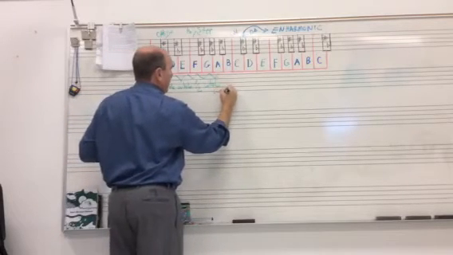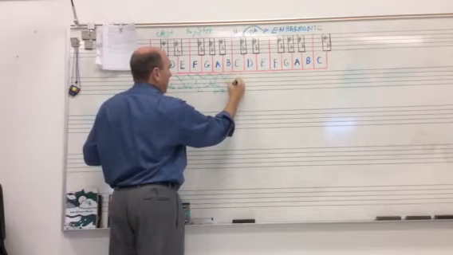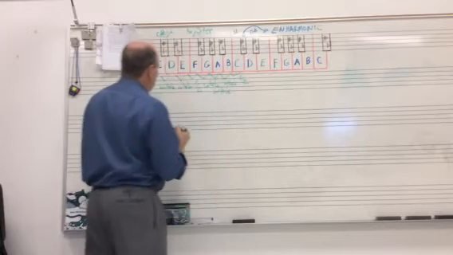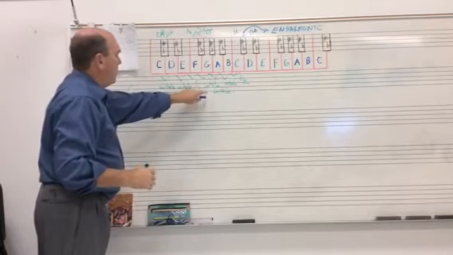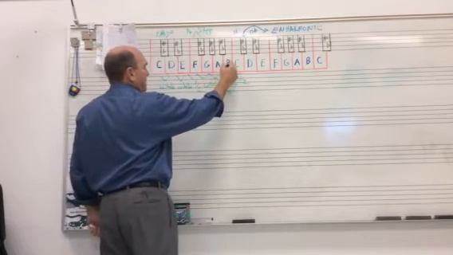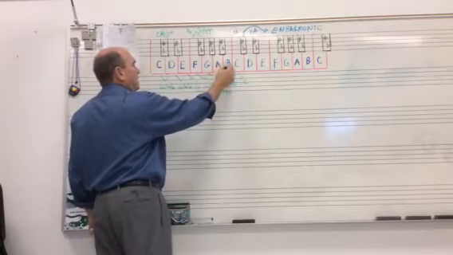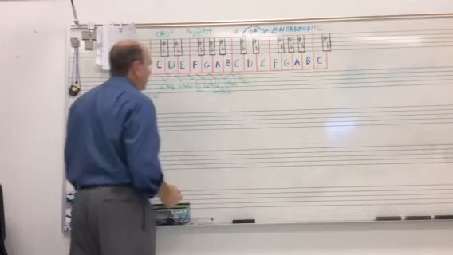All right. A to B is a whole step, and B to C is a half step. So what we've got is a whole step, and a half step. And then we've got 3 whole steps, F to G, G to A, and A to B are the 3 whole steps, and then B to C is the last half step.